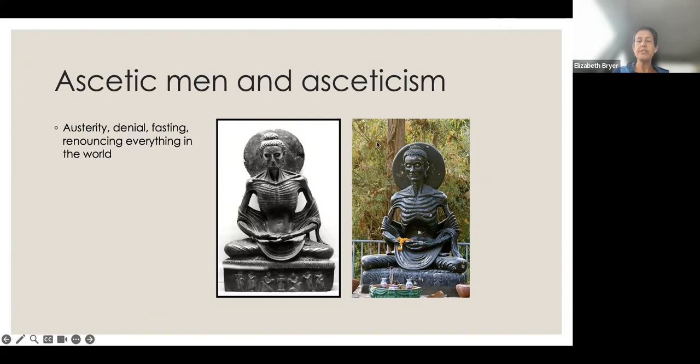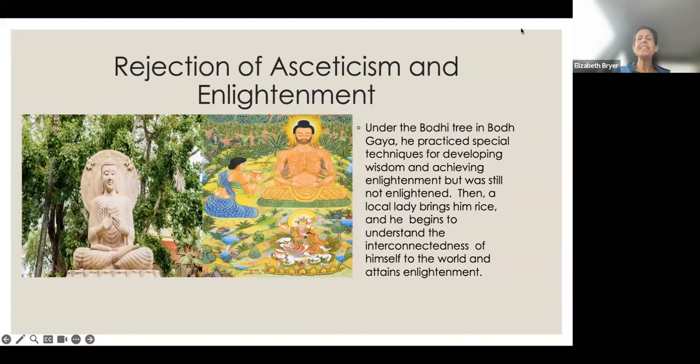And so here are some images of ascetics. And you can see how skinny they are. And it was a way of kind of denouncing desire, I guess. But it didn't really work. The Buddha was trying, he was meditating under the Bodhi tree, and he was denying himself food and water, but the Buddha was not finding a solution to the problem of suffering through asceticism.